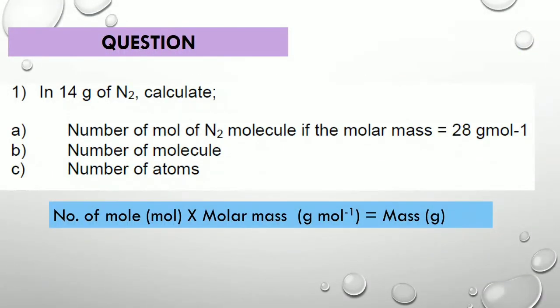Now we are going to try a few questions related to molar mass. So in 14 grams of nitrogen molecule, calculate the number of mole of nitrogen molecule if the molar mass is 28 grams per mole. And then further on, calculate the number of molecule and number of atoms. So the formula which is related to molar mass we can use is number of mole multiplied by molar mass, and then we can get the mass.